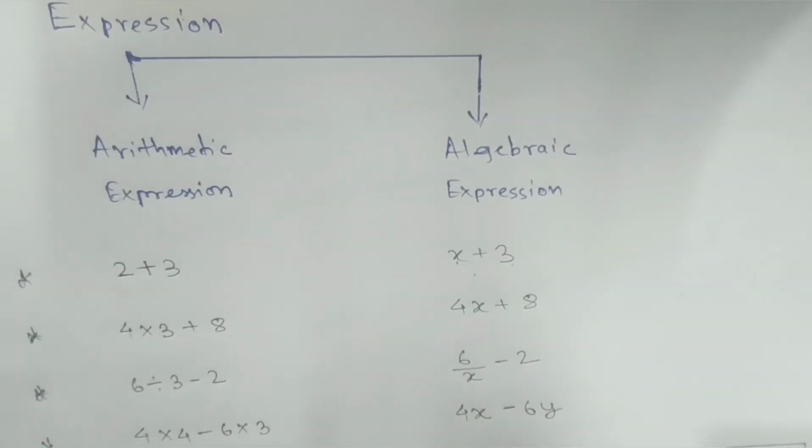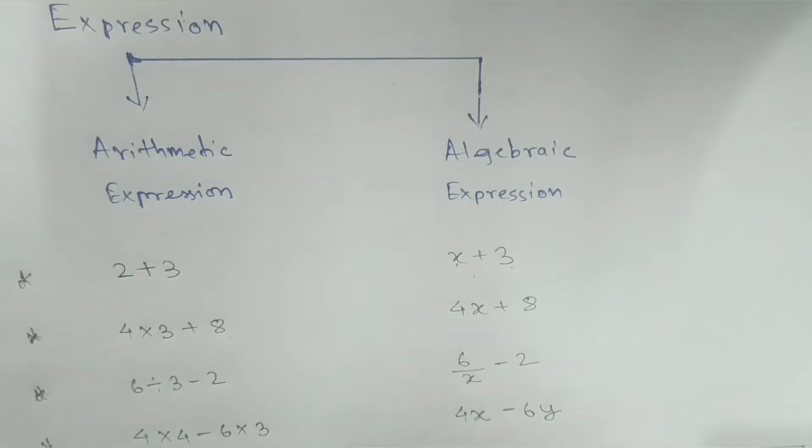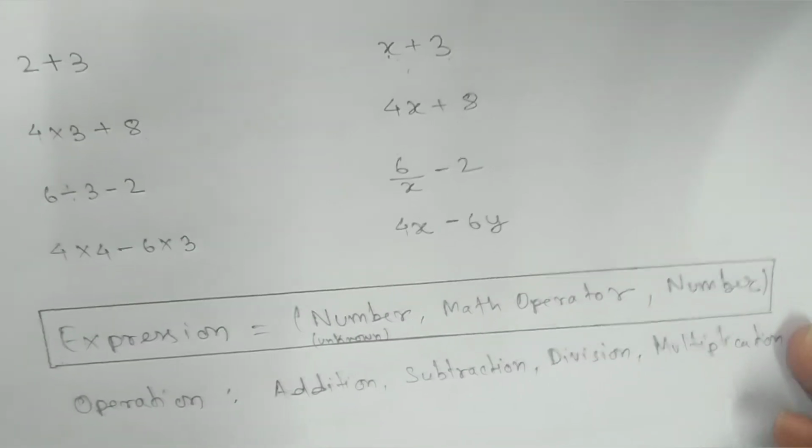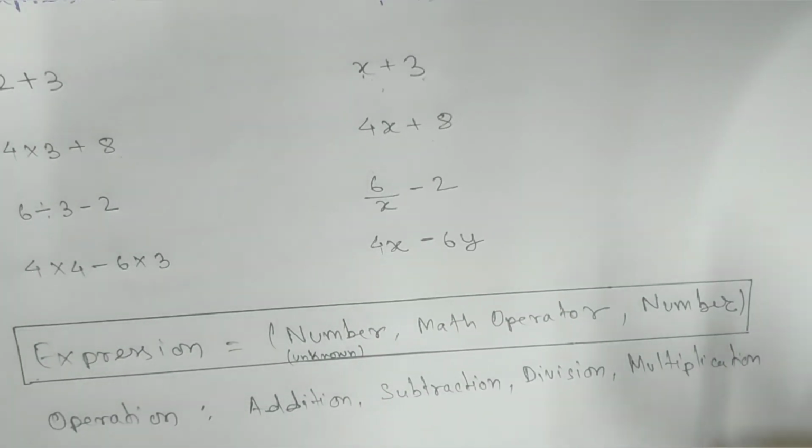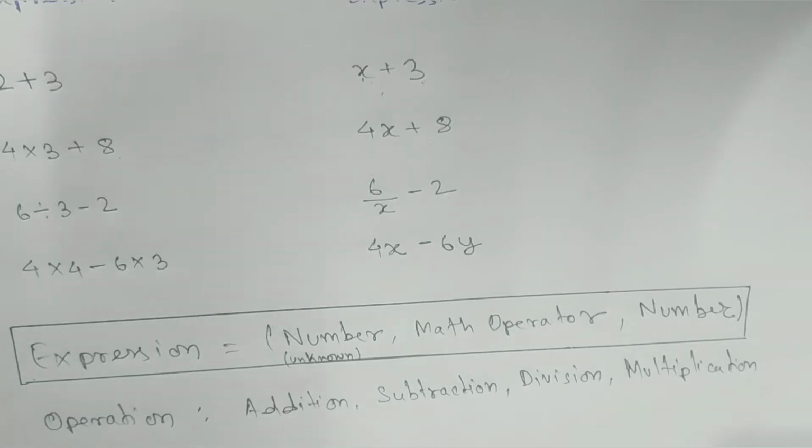So what is an algebraic expression? Before algebraic expression, let's see a little bit about expression. Expression means what? Minimum 2 numbers, remember, minimum 2 numbers with a mathematical operator. So what is an operator here? Operator may be plus, minus, division, multiplication. Right now we have 4 fundamental operators in our syllabus. We are going to see many operators in higher classes.